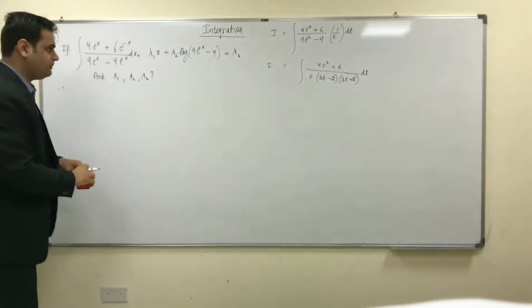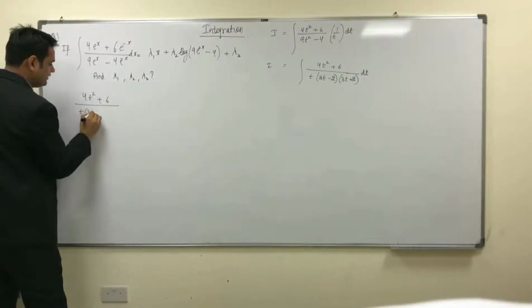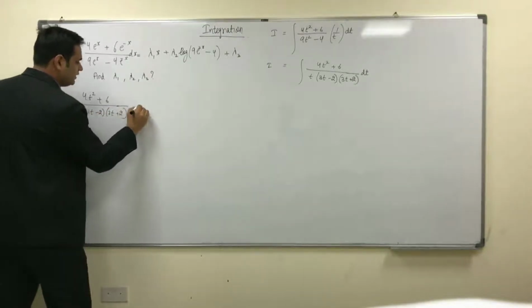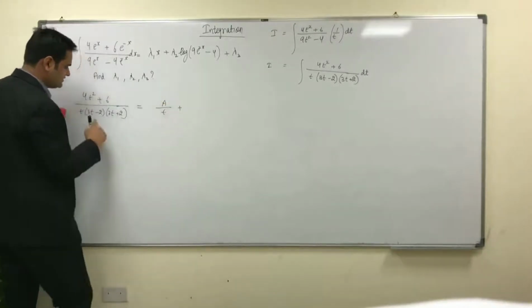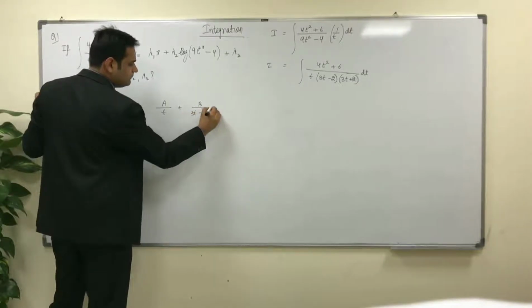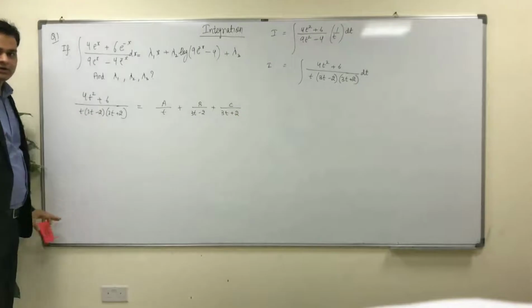So if you see, I want to partial fraction what? I want to partial fraction (4t² + 6) divided by t into (3t − 2) into (3t + 2). Okay, now this will be nothing but I can write it like this: A upon t plus B upon (3t − 2) plus C upon (3t + 2). I hope this is clear to you till now.